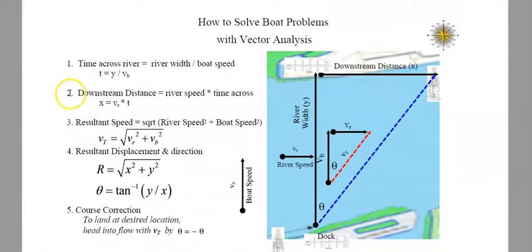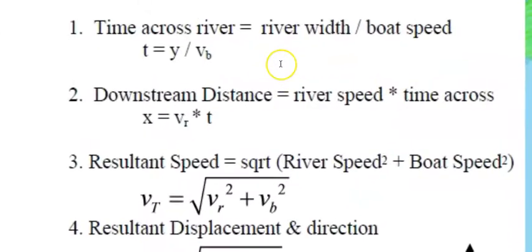There are 5 basic concepts that are covered here. The first one is the time across the river. And we're going to learn that for this boat moving across the river, the time it takes, which comes from Formula 1 on the reference table, is time equals distance divided by speed. So that's the river width divided by the boat speed. We're going to do a problem, put some numbers in, and take a look at how this all works.